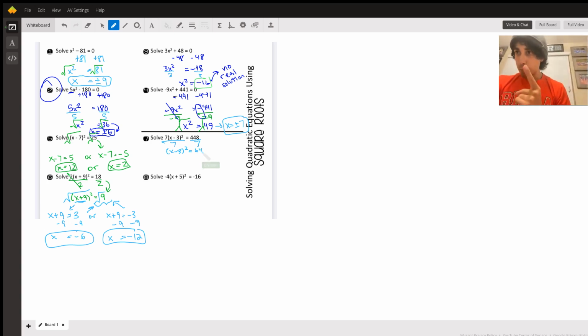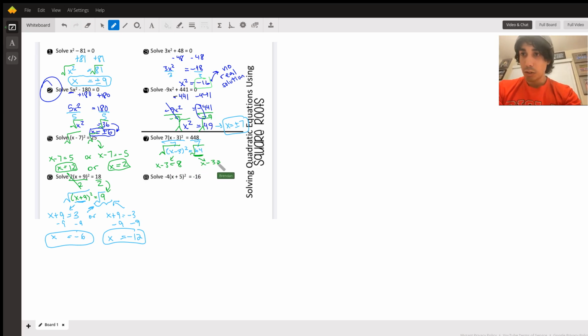All right, so that was step 1. Step 2 is we take a square root. So we're taking the square root. Step 3 is we're splitting it into 2 separate equations. So we'll get x minus 3 equals the positive square root, so 8, or x minus 3 equals the negative square root, so negative 8. And then again, we're just going to solve it. So we're going to add 3 on both sides, x equals 11. Add 3 on both sides, x equals negative 5.